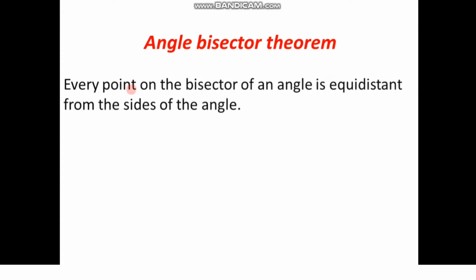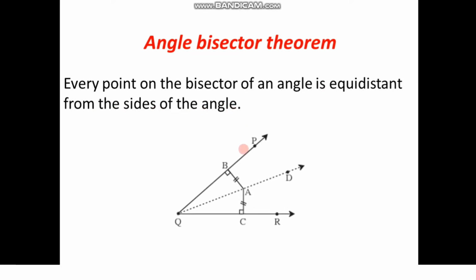Students, today let us verify one theorem from class 9th, that is the angle bisector theorem. First of all, let us have the statement of the theorem. Every point on the bisector of an angle is equidistant from the sides of the angle. Now we'll illustrate this by using a diagram.